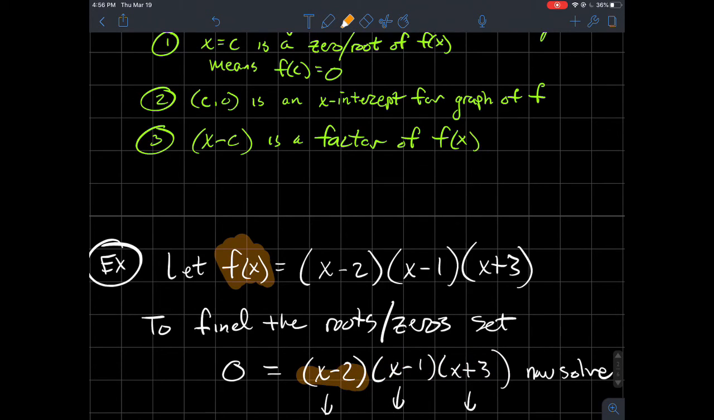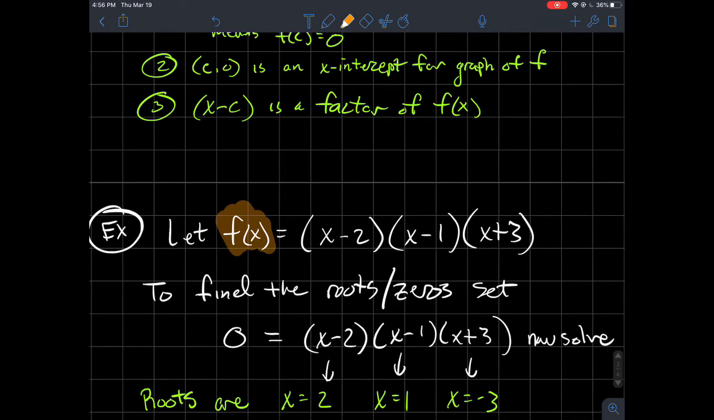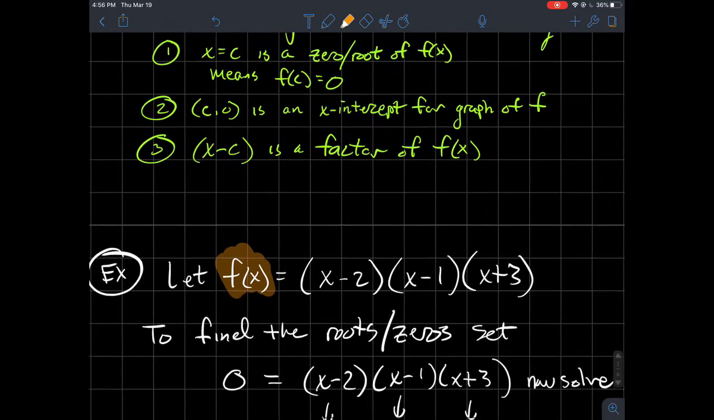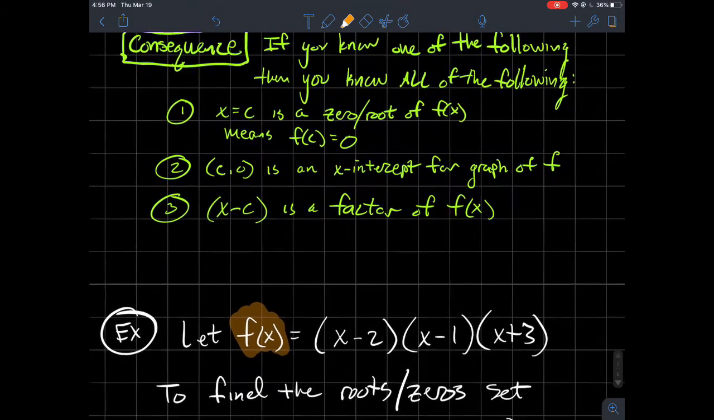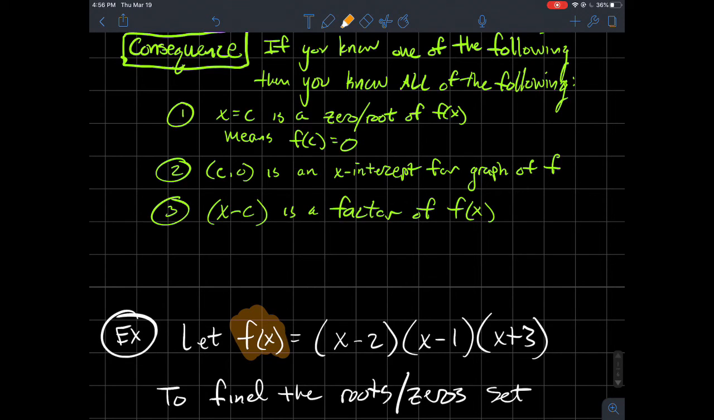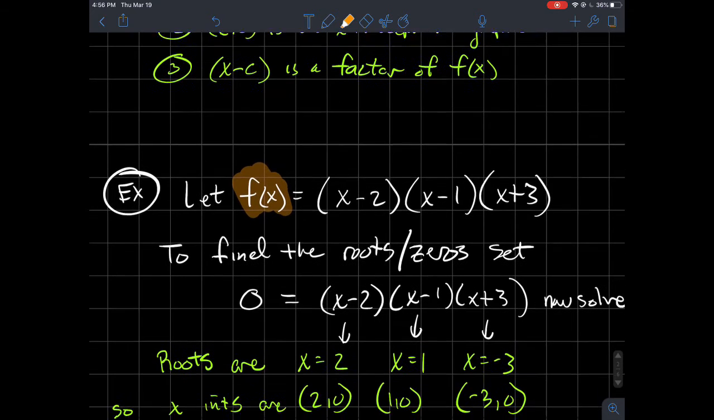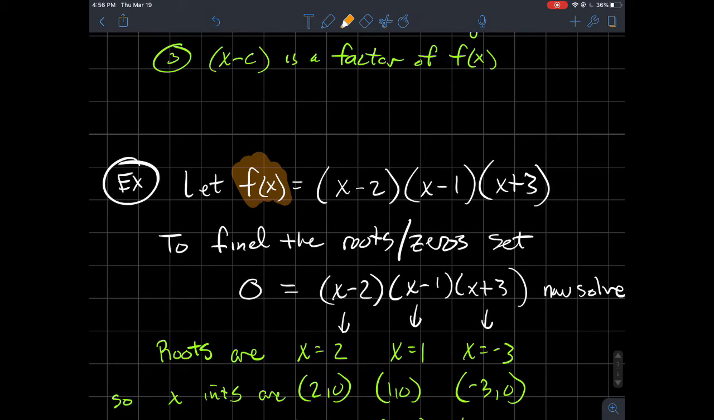So the first one tells you that x equals 2. The second one tells you x equals 1. And the last one tells you that x should be negative 3. Now all I'm saying is we're going to name those. We're going to call those the roots of this function f. So the roots are x equals 2, x equals 1, and x equals negative 3. So now you know number 1 above in this consequence I was referring to. And all I'm trying to tell you is that you could also translate this to say that 2 comma 0 is an x-intercept, that 1 comma 0 is an x-intercept, and that negative 3 comma 0 is an x-intercept.